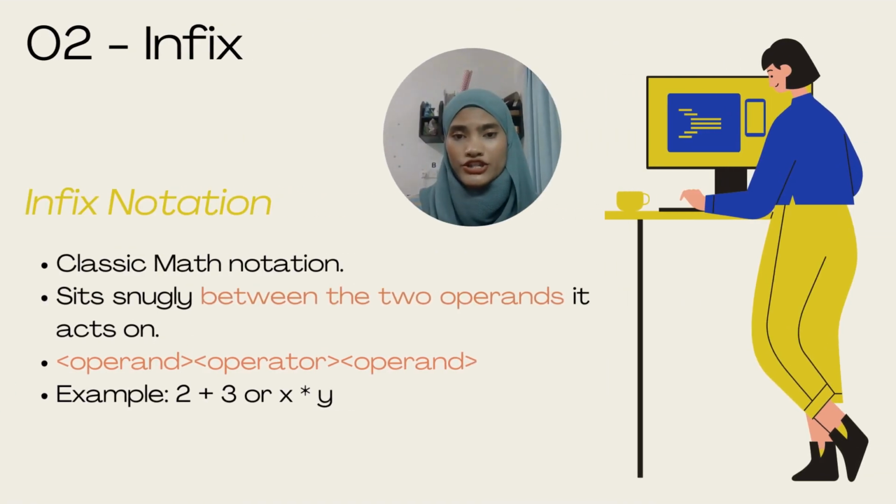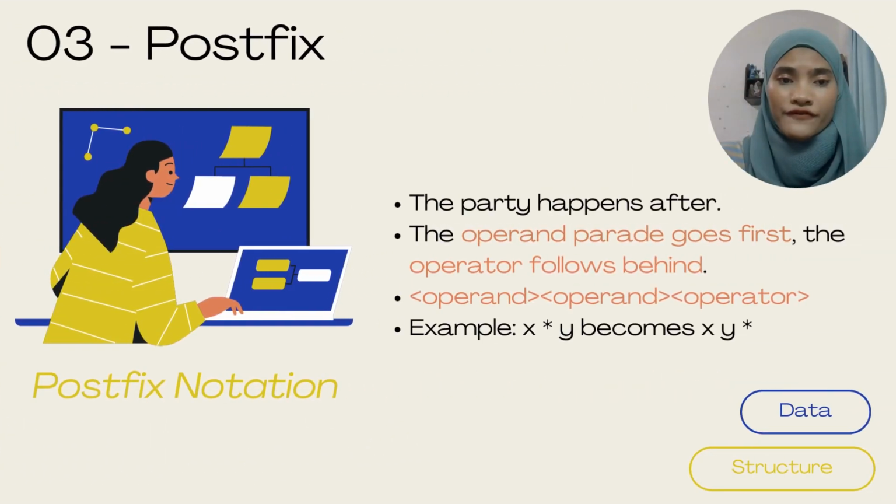Infix is the classic math notation you're probably most familiar with. The operator sits snugly between the two operands it acts on. For instance, 2 plus 3 or x multiply y are both infix expressions. In postfix notation, the parting happens after. The operand parade goes first, then the operator follows behind. So 2 plus 3 becomes 2, 3, plus. And x multiplied y becomes x, y, multiplied.